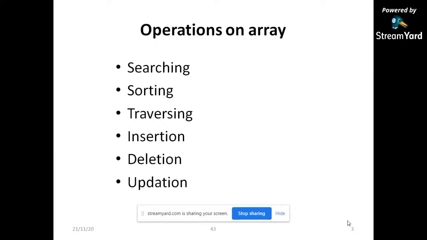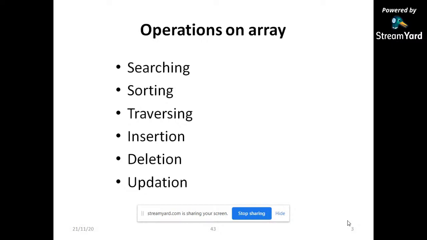So the operations on array include the searching operation. Searching operation means checking or searching in the array whether a particular element is there in the array or not. If it is there in the array, then we will specify its position in the array. If it is not there in the array, then we will give the message that the particular element is not there in the given array.